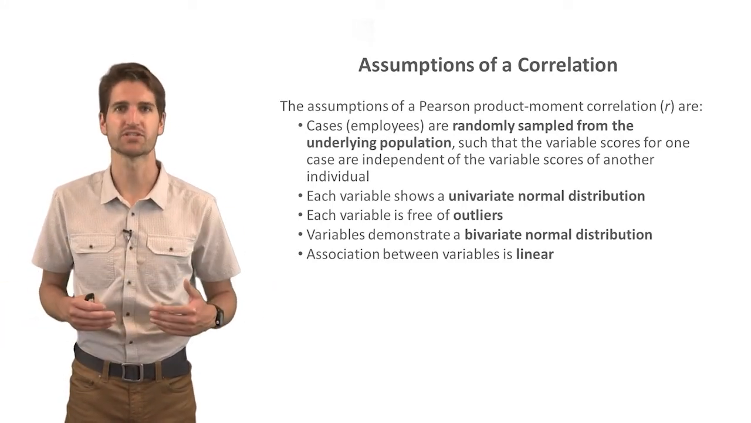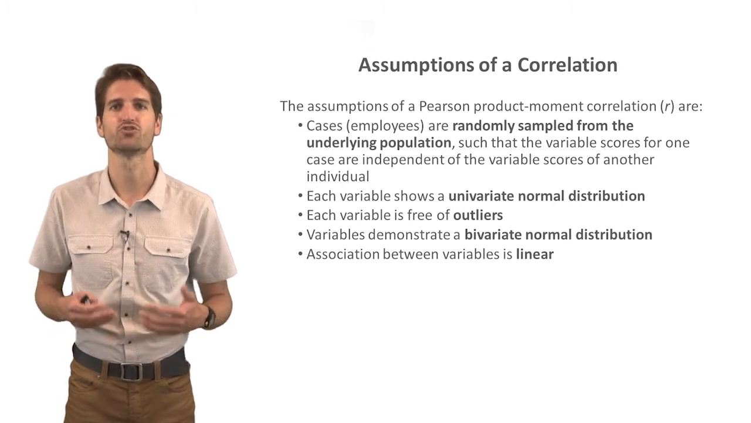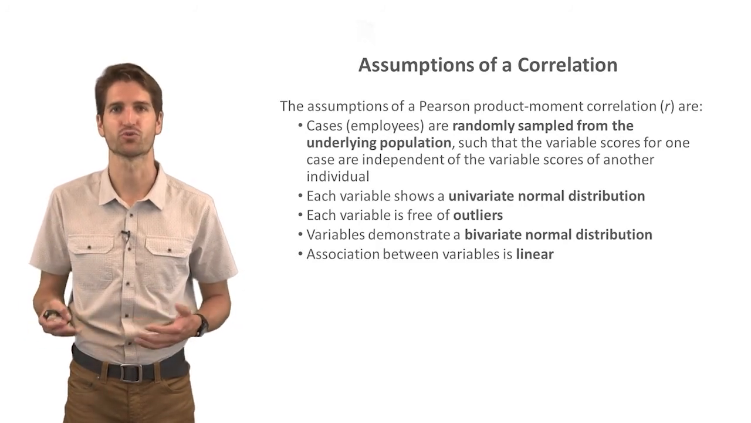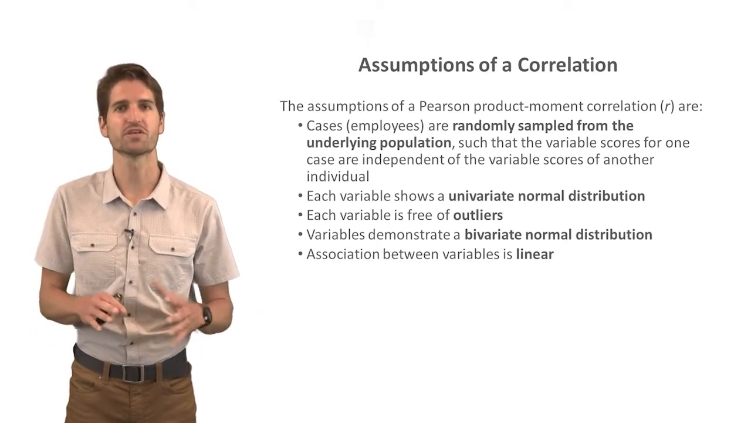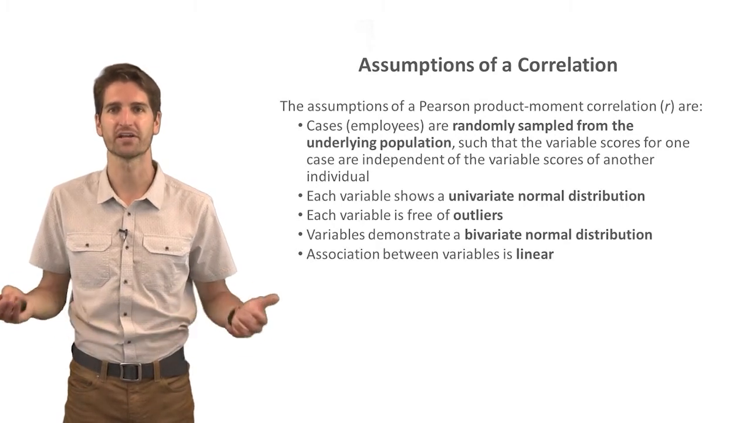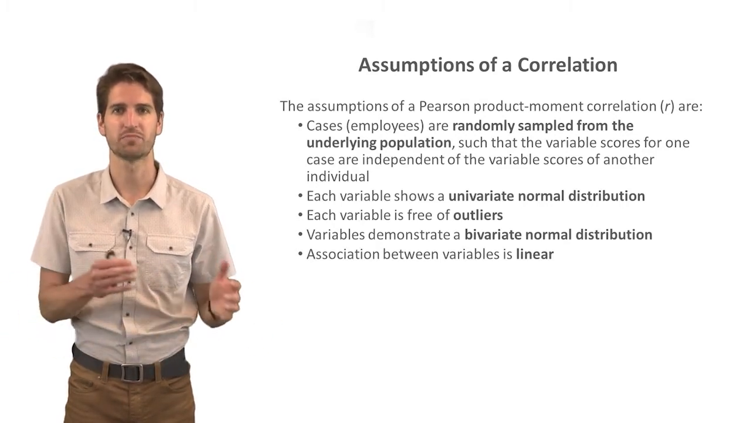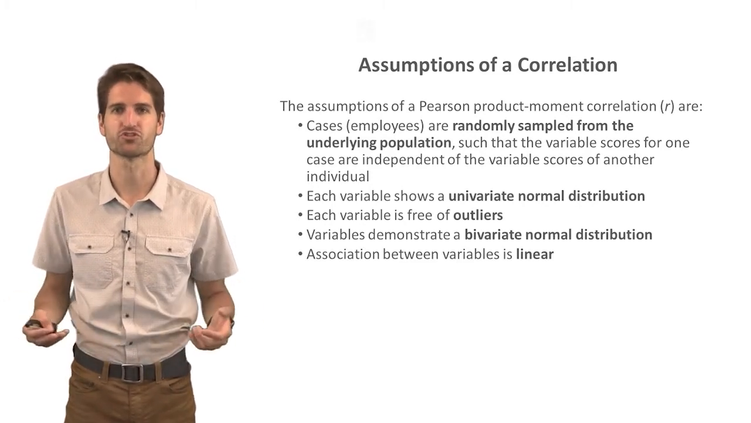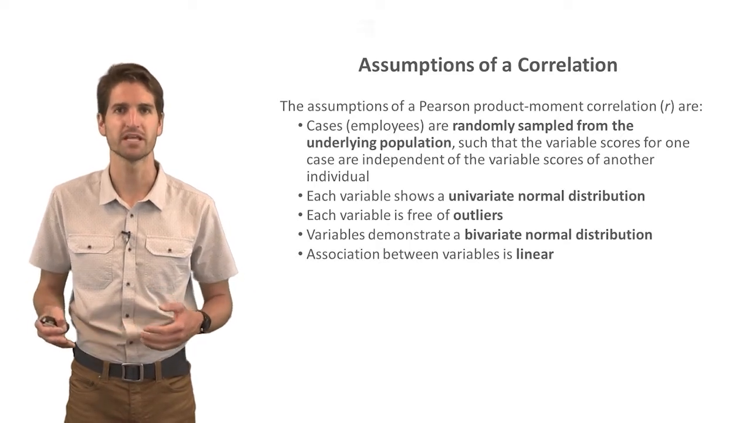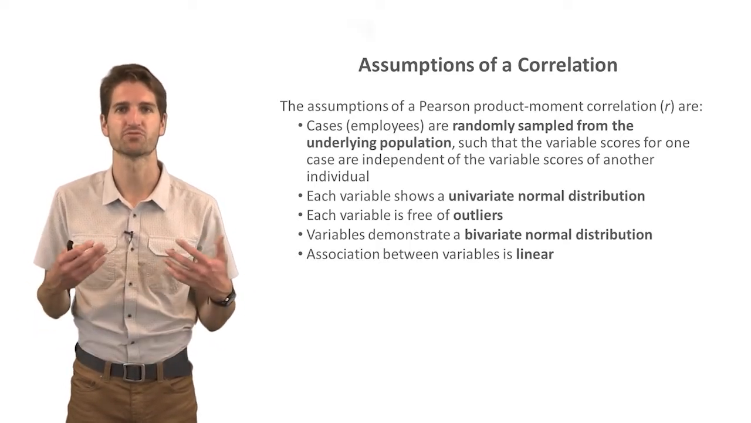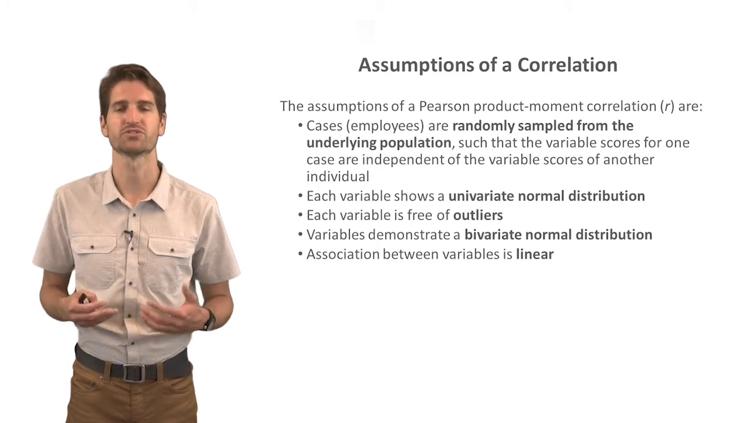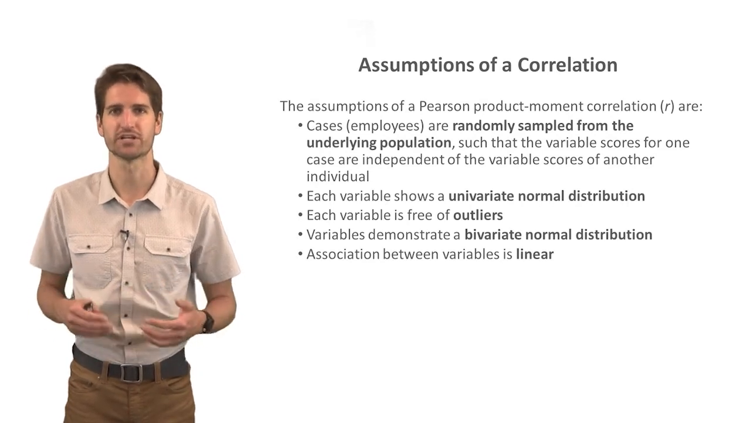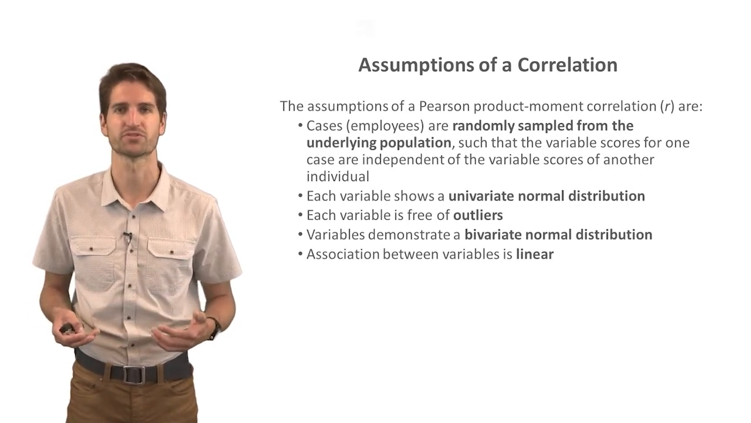Okay? The next assumption is that each variable shows a univariate normal distribution. We also want to make sure each variable is free of outliers or extreme values. We also want to make sure that the variables demonstrate what we refer to as a bivariate normal distribution. So if you break that down, bivariate, so bi, two, variate, variable. So we're talking about two variable normal distribution, and I'll show you how you can diagnose that in a moment. And then we also want to make sure we meet the assumption that the association between the variables is linear. A Pearson product moment correlation assesses a linear relationship between two relatively continuous variables.